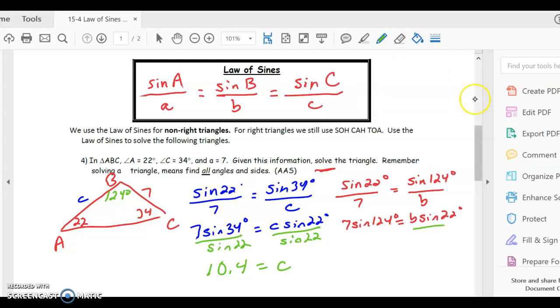And we can divide by the sine of 22. And we'll get b to be 15.5. So now we have solved the triangle because we found every side length and every angle measure.